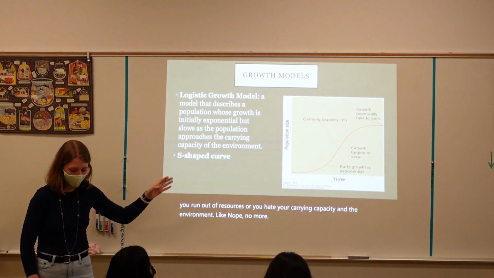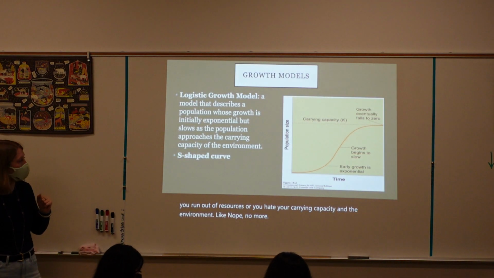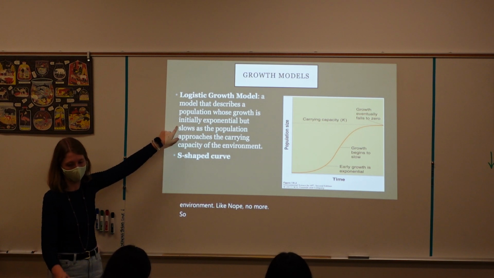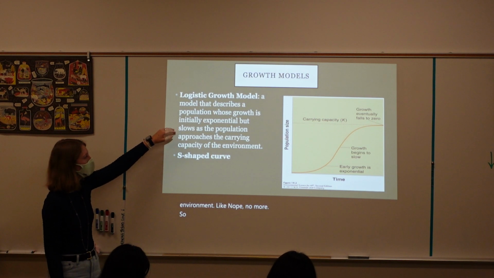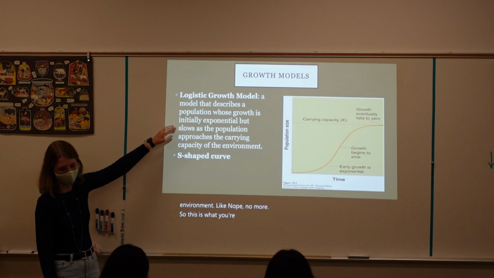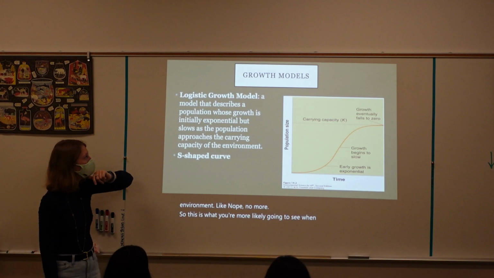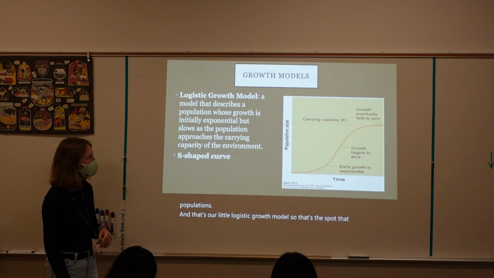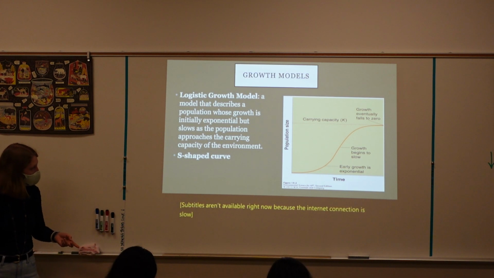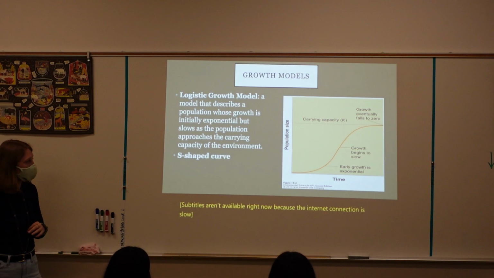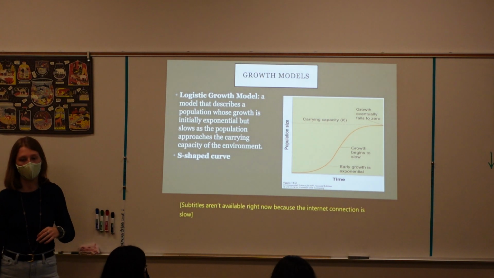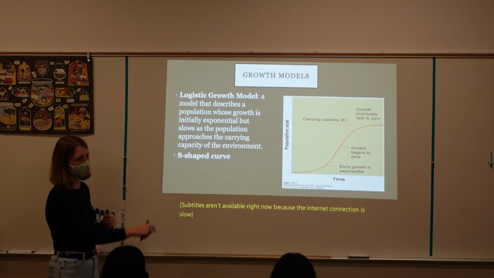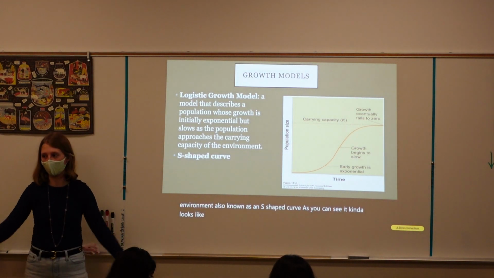Okay. So this is what you're more likely going to see when you're talking about population. And that's our logistic growth model. So that's the spot that you mentioned. This is one under growth model. So our logistic growth model describes a population whose growth is initially exponential, but slows as the population approaches the carrying capacity of the environment. It's also known as an S-shaped curve. As you can see, it kind of looks like an S. A little stretched out, but still is.